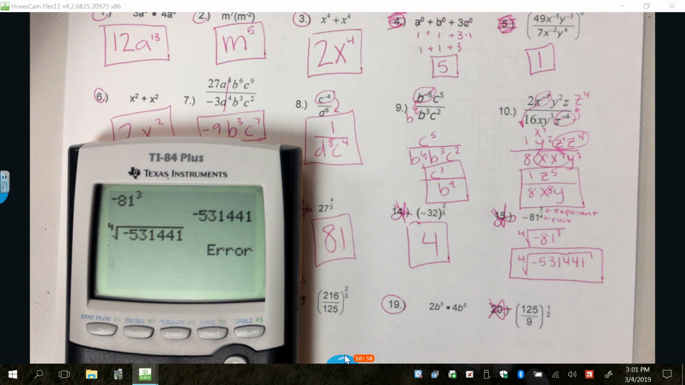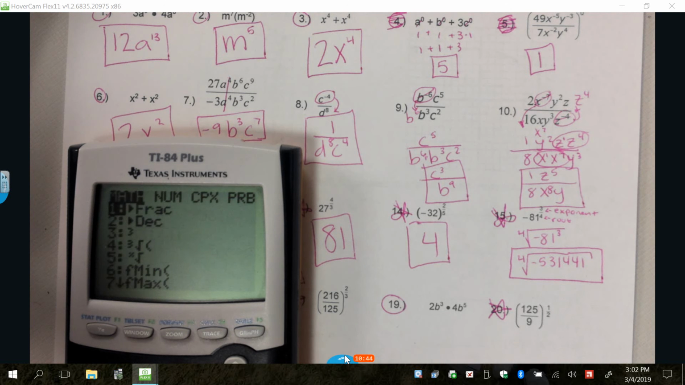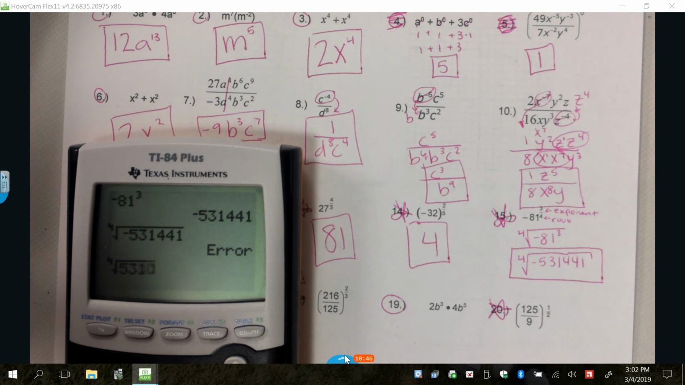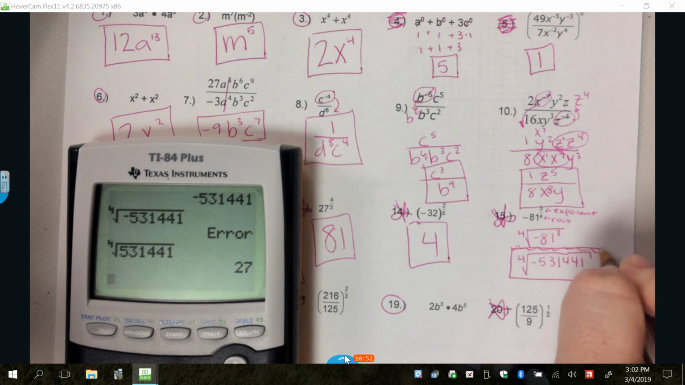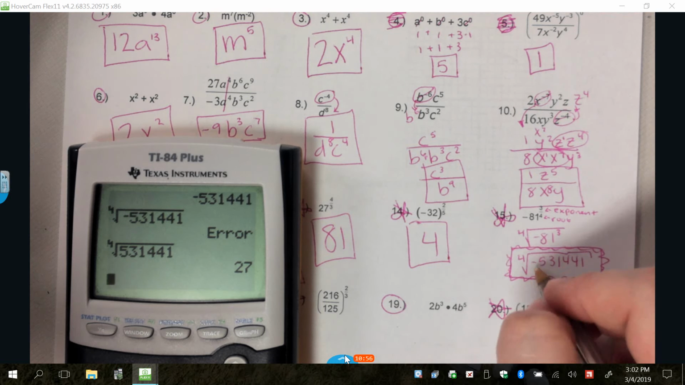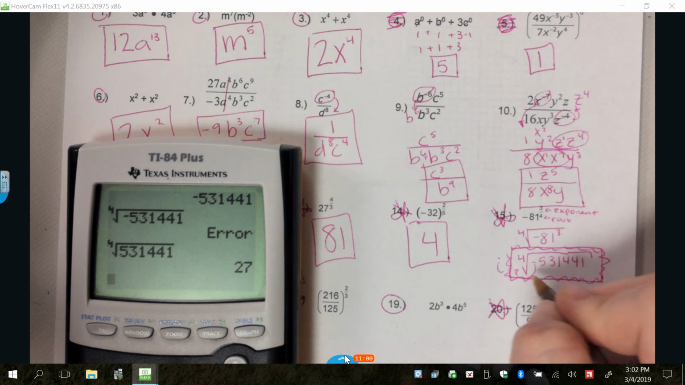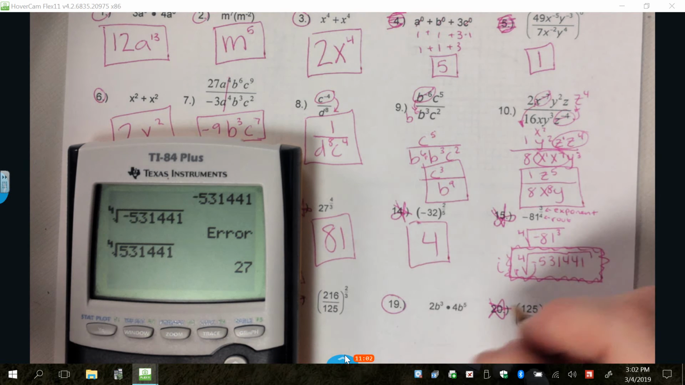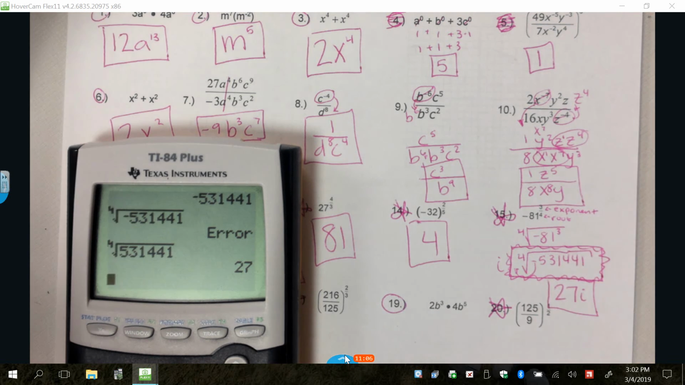I want you to realize that you could take the negative out and do 4, math, 5, 531441. So it's actually, just kidding, don't leave it like that. I'm glad I kept going. If I take the negative out, I have i, so then I can do the root of the positive, and so my answer here is 27i.